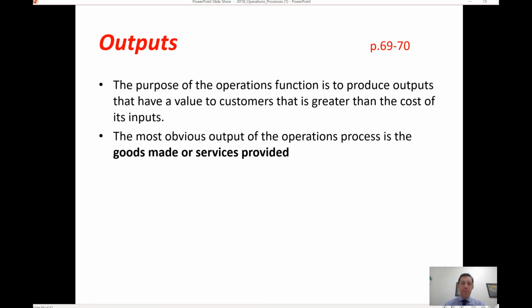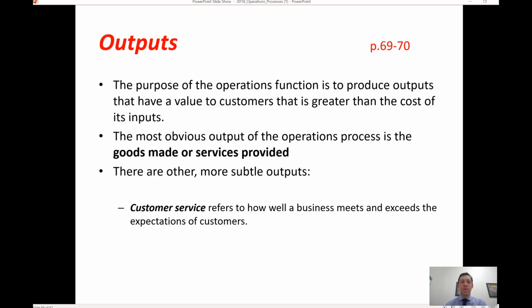The most obvious output is the actual good or service that is provided by the business. There are other more subtle outputs, however, and they are what we're looking at here in the syllabus. I think it's kind of a given, or it's assumed, that the business is going to achieve its output, i.e. its product or its service that it can deliver to its customer. But what other outputs might a business consider?